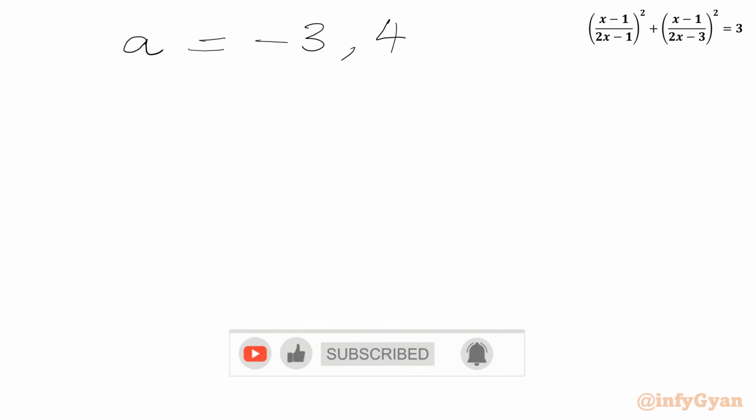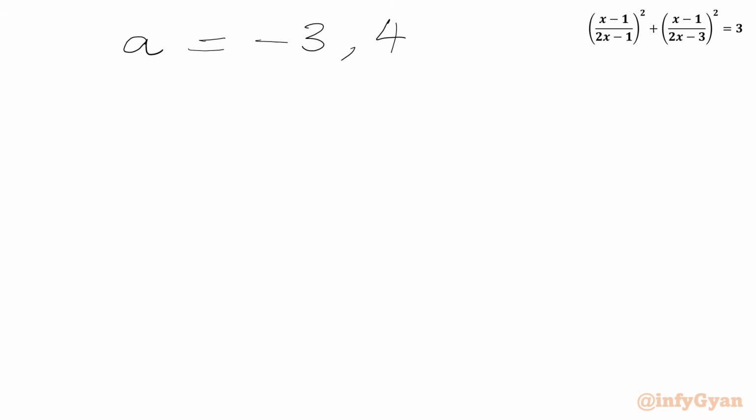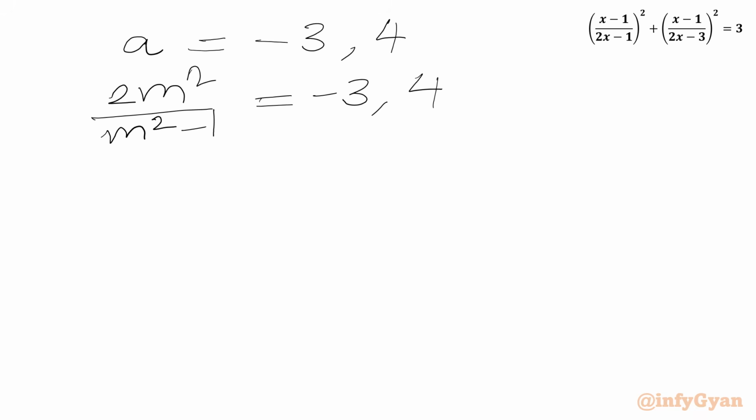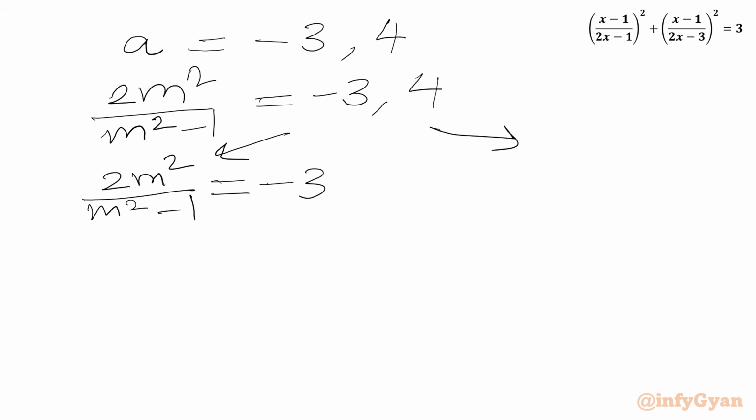Now a was 2m square over m square minus 1. So we will write 2m square over m square minus 1 equal to minus 3 and 4. Now we have to write two equations from here. We will write 2m square over m square minus 1 equal to minus 3, and 2m square over m square minus 1 equal to 4.